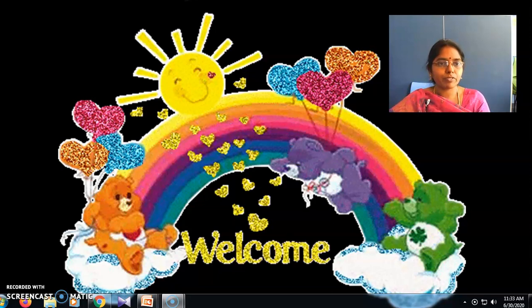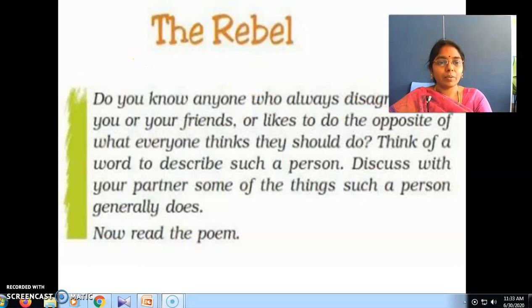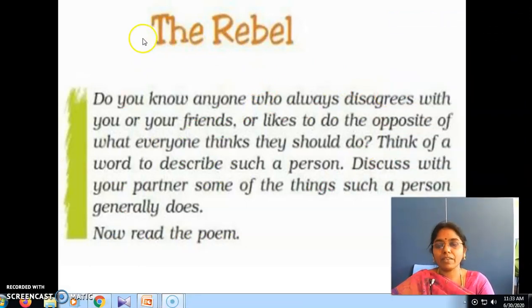Shall we see the topic of the poem? Yes, ready. The Rebel. Do you know anyone who always disagrees with you and your friends, or likes to do the opposite of what everyone thinks they should do? Think of a word to describe such a person. That is the question I asked when you saw the welcome figure. So such persons are generally called what? The rebel. Now we are going to read a poem about the rebel.